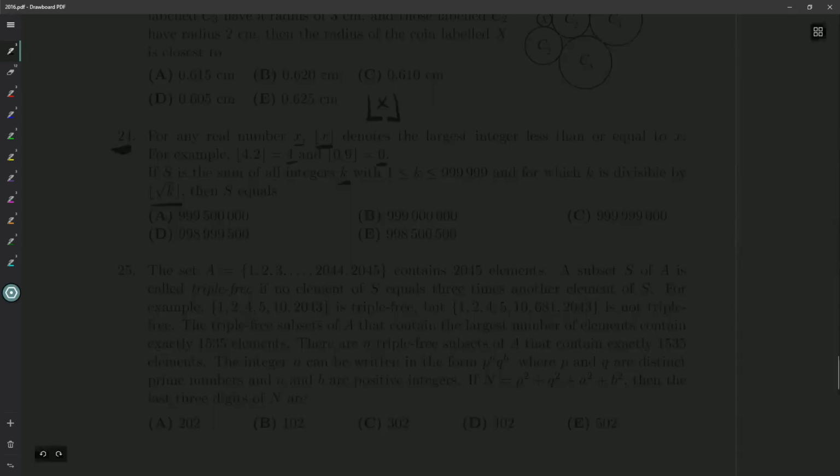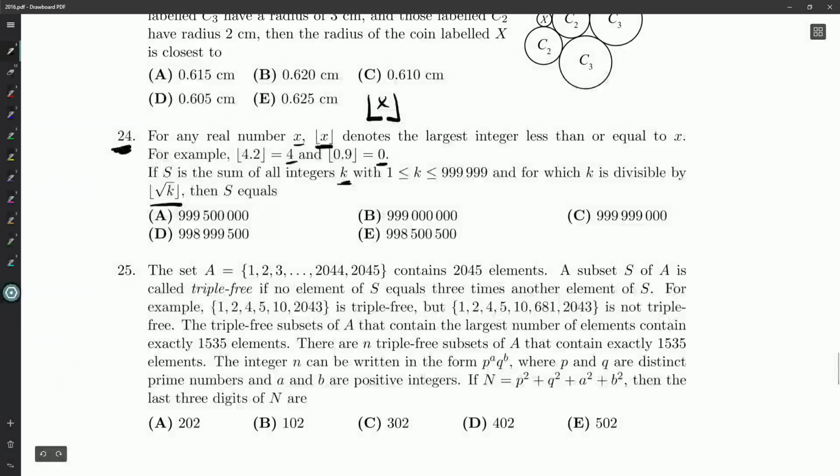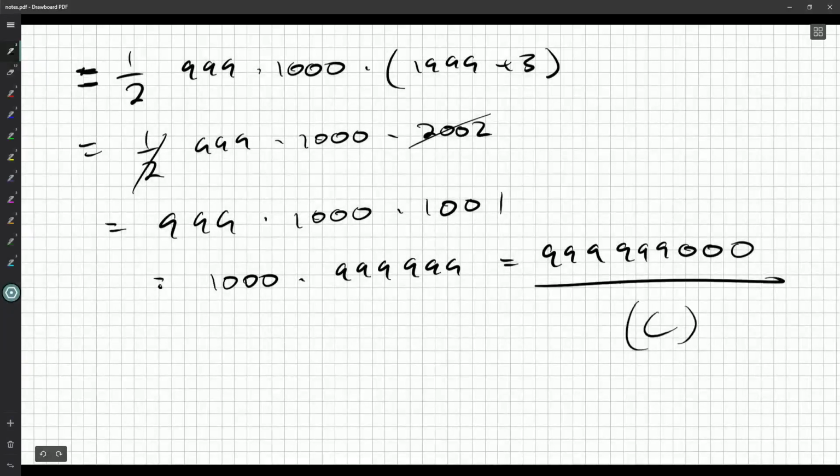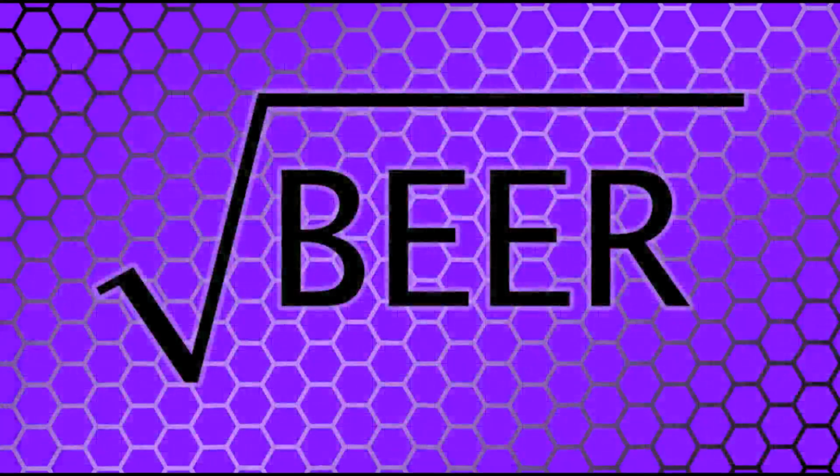Let's take a look at the answers. Is it... No, it's not B. C. There we go. So we're going to bubble in C for question number 24. So up next, we have just one more question to go. Let's get a fresh sheet of paper in anticipation for the last question. Question number 25.